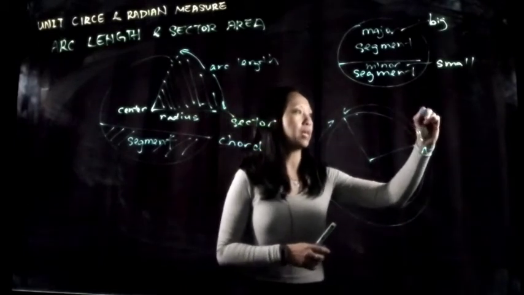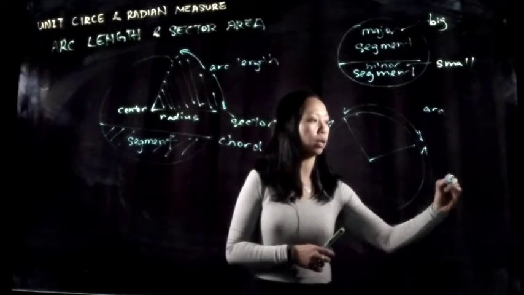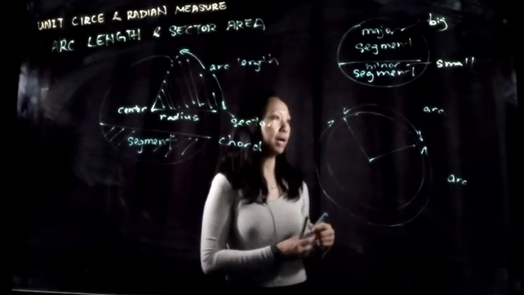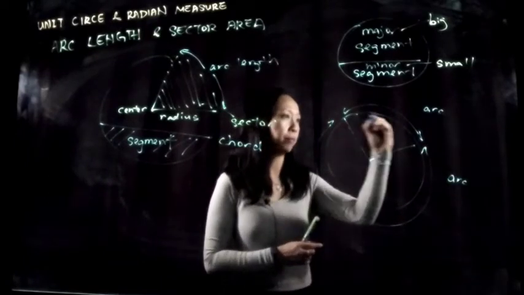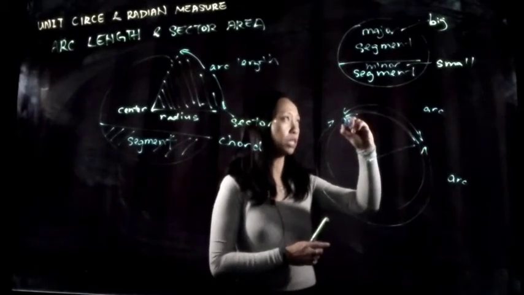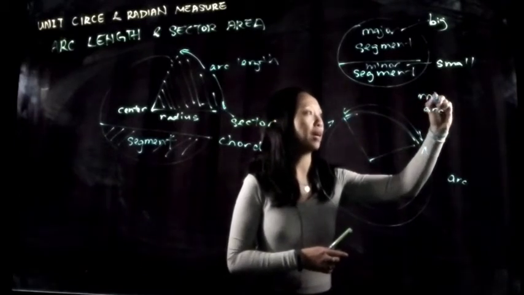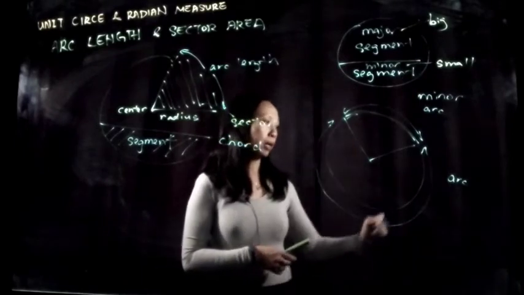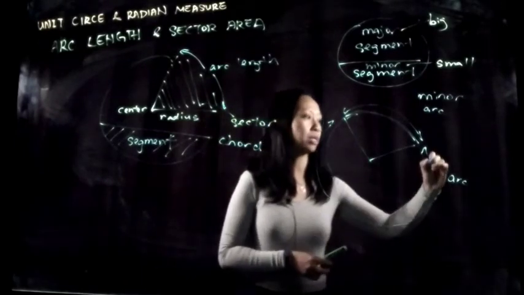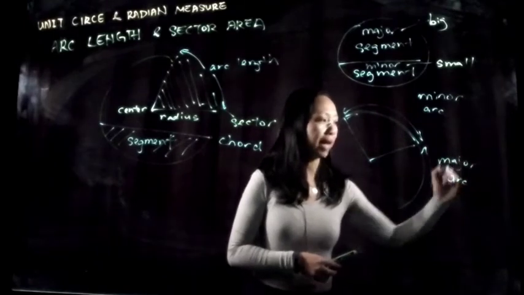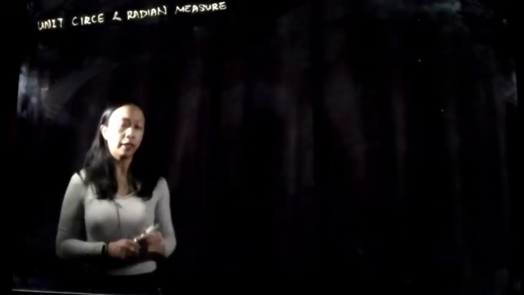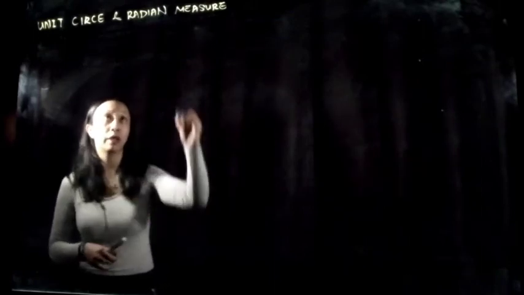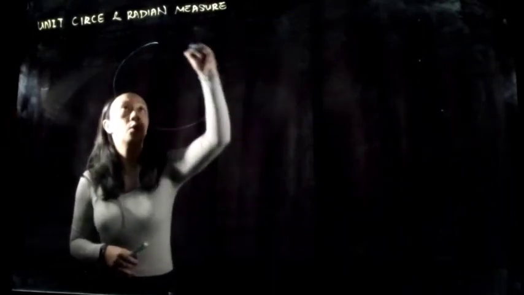So this is an arc. This big one is also called an arc. But how do you call the smaller arc? We call the smaller arc a minor arc, because minor means small. What about the bigger one? We call the bigger one a major arc, because major means big. So after we have learned that, there are two main things that we need to calculate. So going back to the circle.